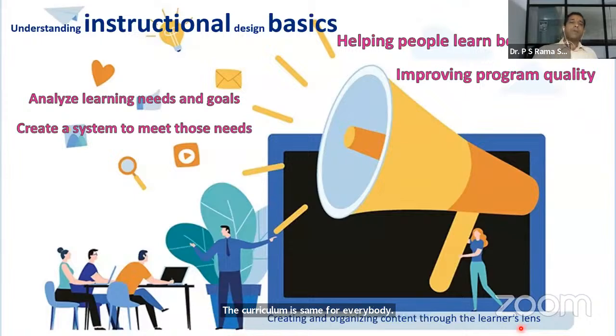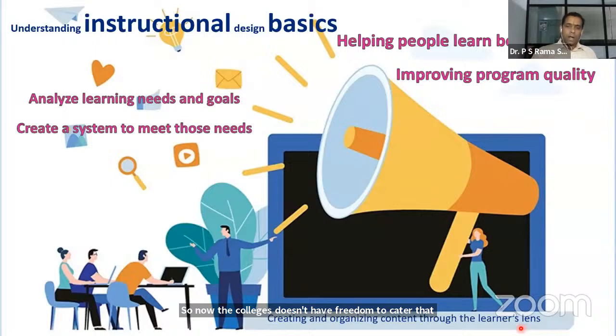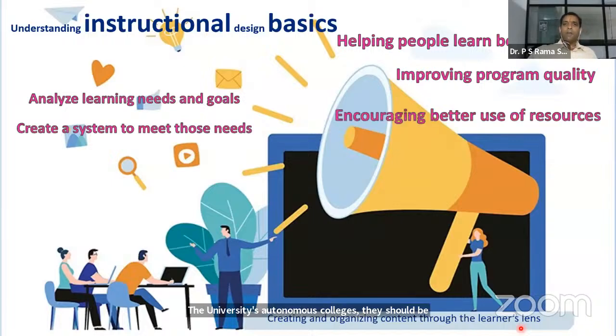So this will not be an enriching experience. The learning experience will not be very palatable for the students in all the colleges. The kind of electives, the kind of internships that are needed are different across different domains, different colleges. So now the colleges don't have the freedom to cater to that, right? So moving forward, as NEP implementation unfolds, probably that will be a piece of cake for everybody to enjoy. But before that, the universities and the autonomous colleges should be ready for the change. So this is an attempt to be ready for the change.